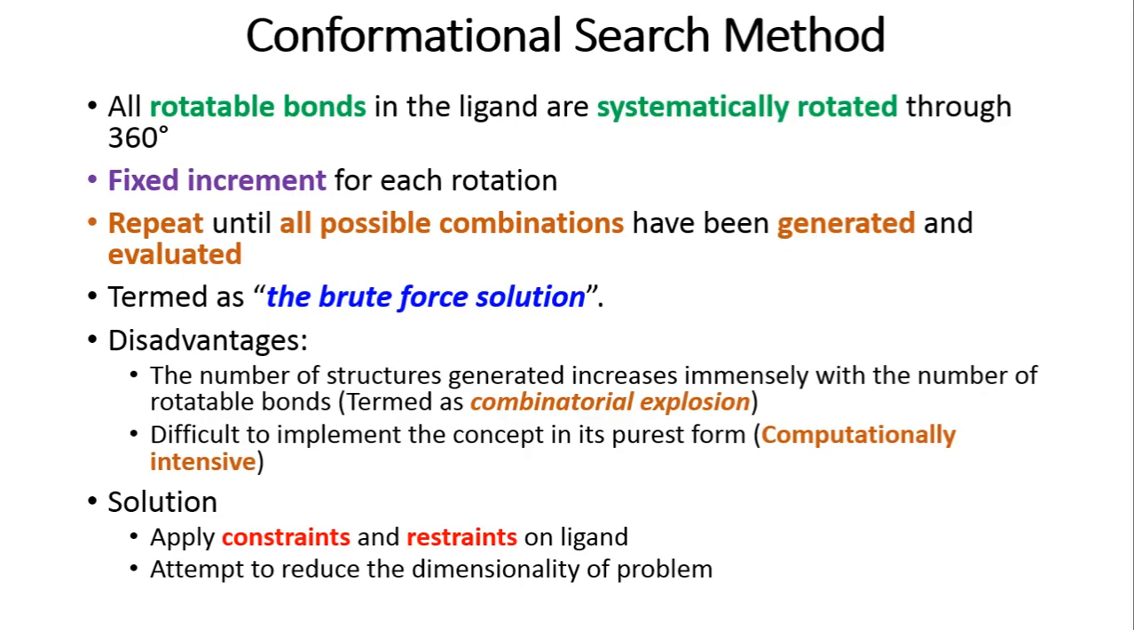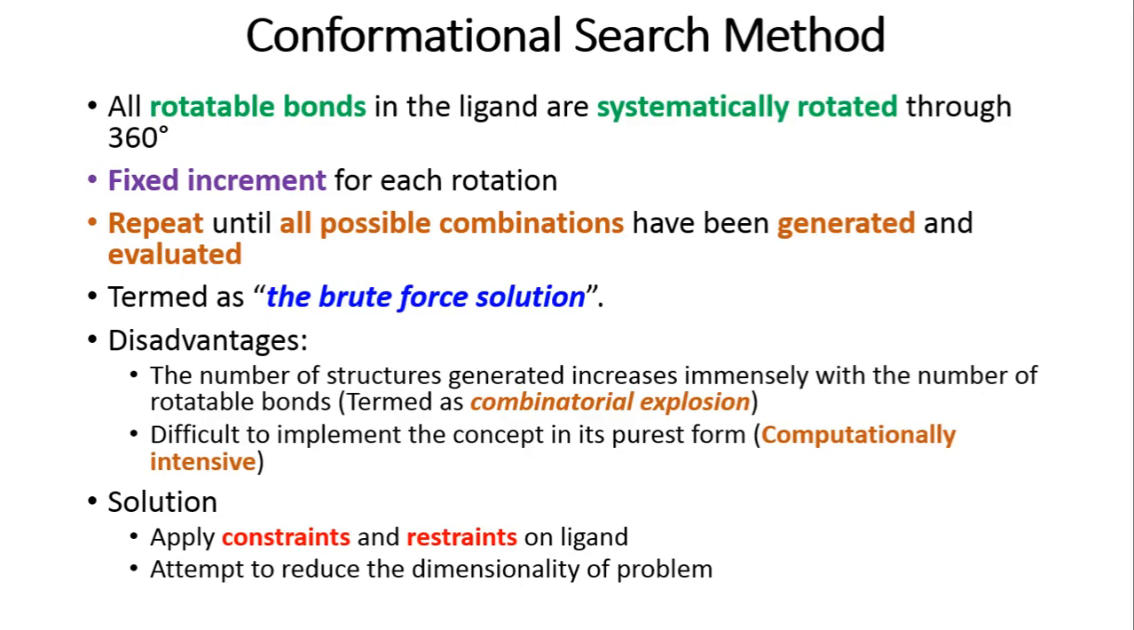Each bond you will rotate by 30 degrees and try to generate different conformers. Okay, so if you rotate a single bond, it would change its orientation with respect to other functional groups that are present in its vicinity. Okay, and then you would repeat until all possible combinations have been generated and evaluated, right? So then you would rotate one bond by 30 degrees. I'm just taking the example of 30 degrees. You can decide by how many degrees you want to rotate it.